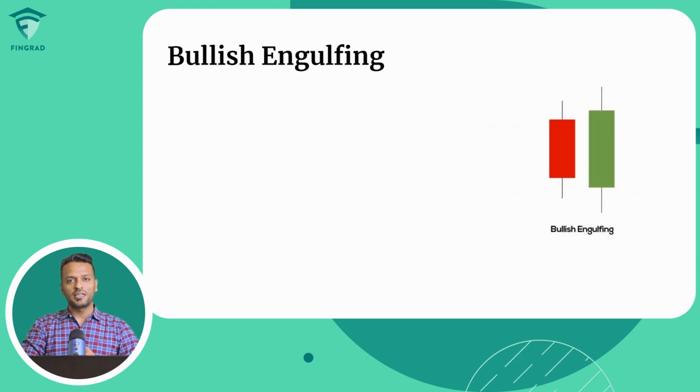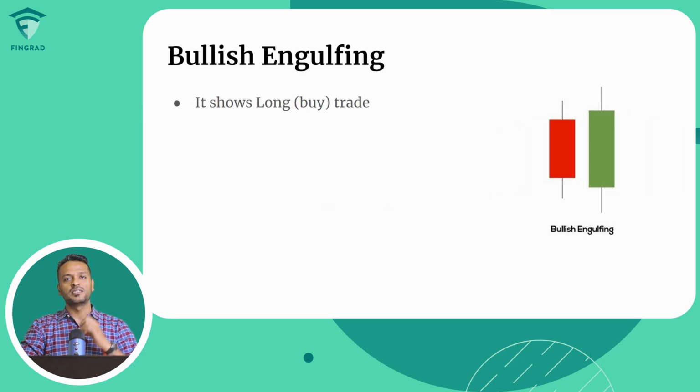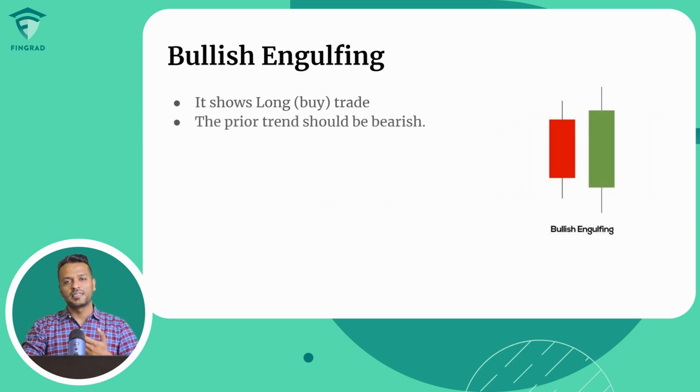So what is a bullish engulfing candle? It basically gives you a buy or long trade in the market. The second candle here is green and the first candle here is red. If the prior trend is bearish by nature, this pattern has a very high success rate. Basically we are seeing a continuous downslope in the market, but once the bullish engulfing pattern happens, you can expect a trend reversal in the market.